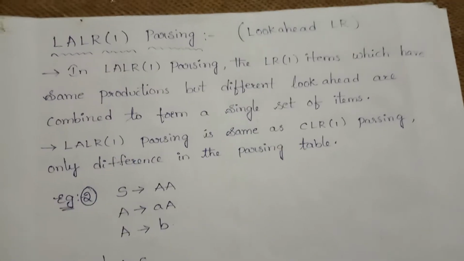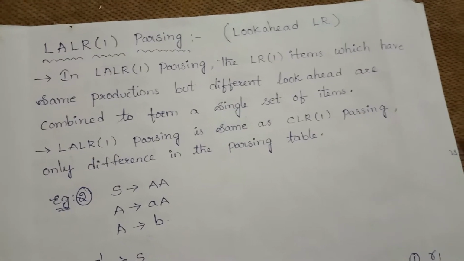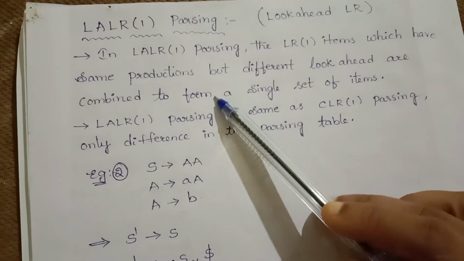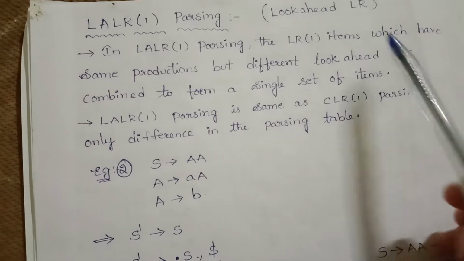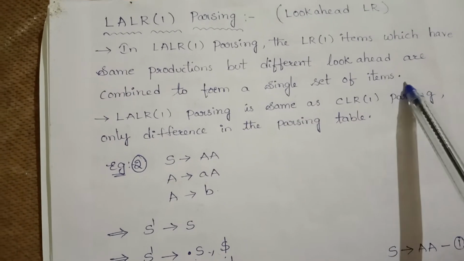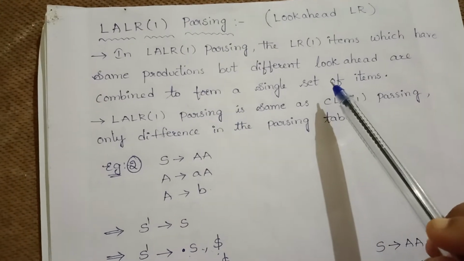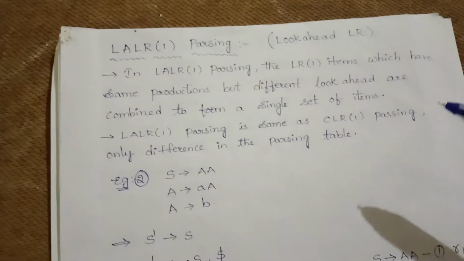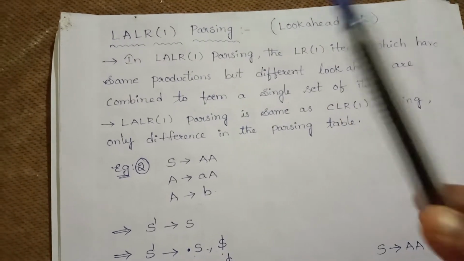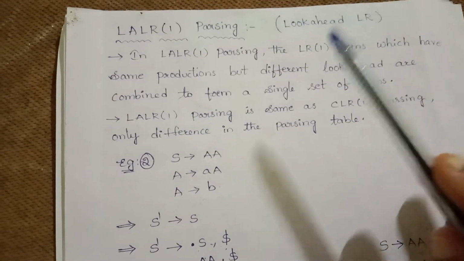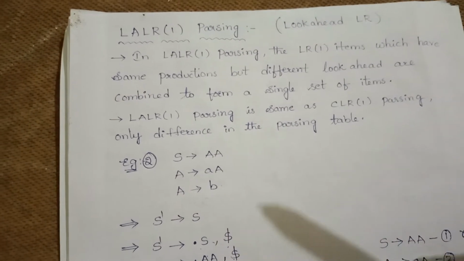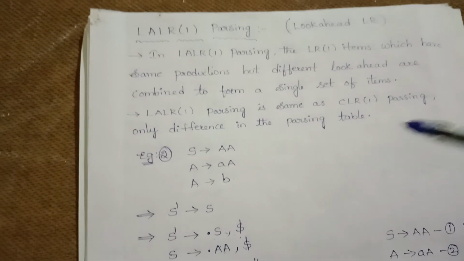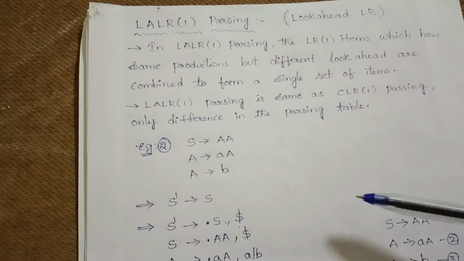LALR parsing. So LALR is nothing but look ahead LR. In LALR(1) parsing, the LR(1) items which have the same productions but different look ahead are combined to form a single set of items. Previously in CLR we have seen we write the look ahead symbols there. The difference between CLR and LALR is that in CLR we write all the look ahead symbols and all the states are used in the data flow diagram as well as in the parsing table.